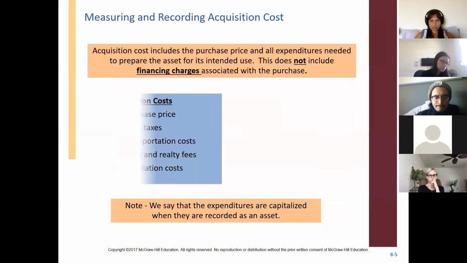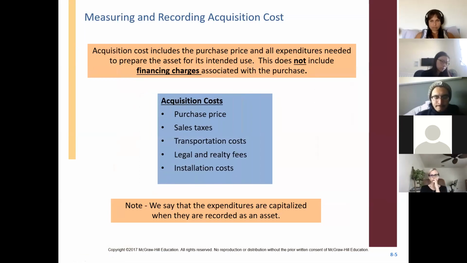Okay, here we go. The first part of this chapter will be on the test because these make for good multiple choice questions, and it's an important concept. Acquisition cost includes the purchase price. We knew that, but it also includes any expenditure to get that asset ready. Oddly enough, it doesn't include any borrowing expenses until you bring the machine in, okay?